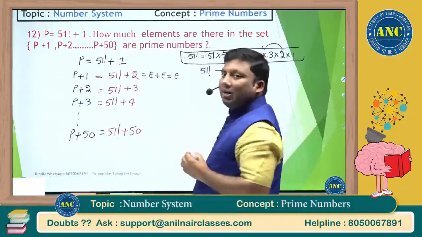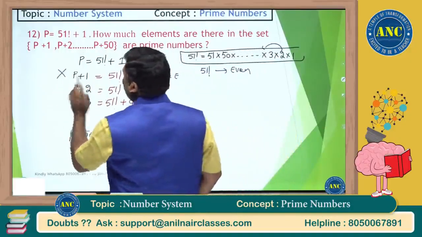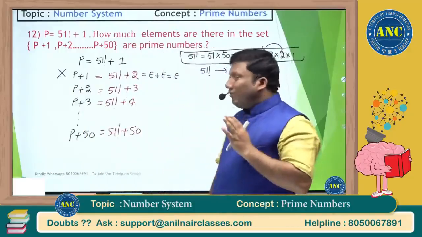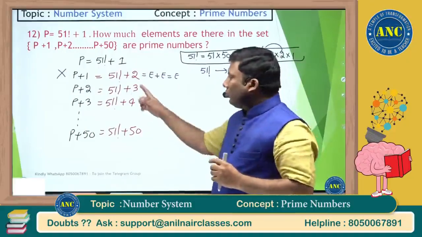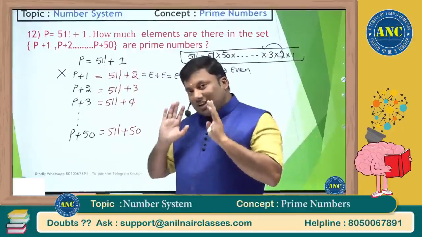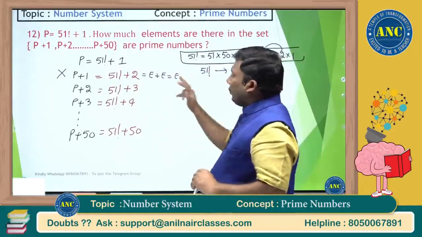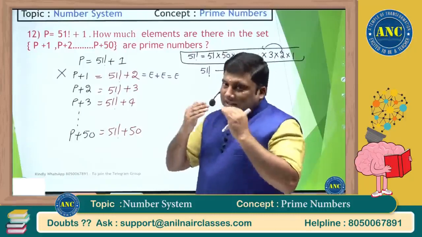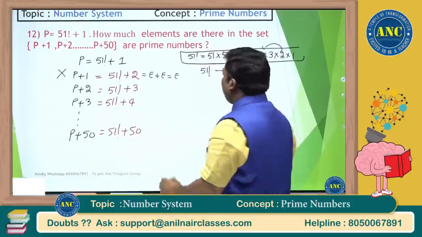Is there any even number greater than 2 which is a prime number? No. P plus 1 is out. Again I am explaining. 51 factorial plus 2: 51 factorial is divisible by 2, because it is 2 into any number. 2 is an even number. Even plus even is an even number. Is there any even number greater than 2 which is a prime? Not possible.